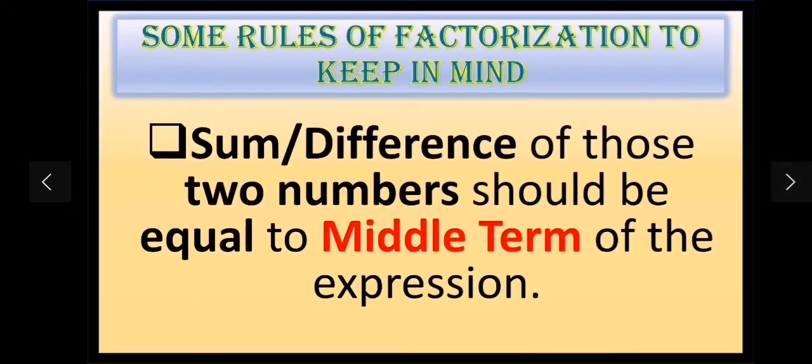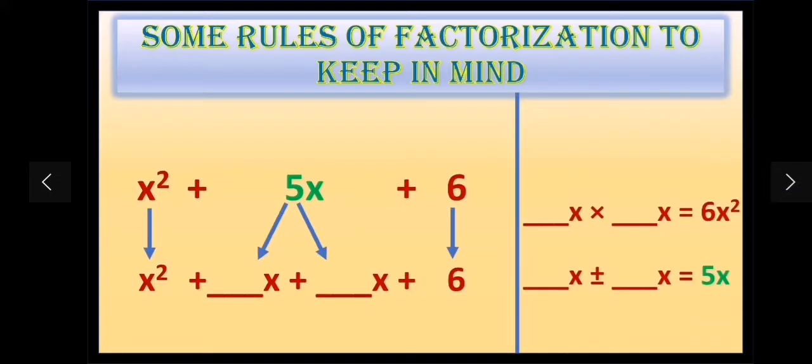Now comes the third rule, another condition: those two numbers whose product is equal to the product of the first and third term, their sum or difference, means whenever we are adding or subtracting those two numbers, it should be equal to the middle term of the expression. Okay, so you can see over here on the right hand side that the multiplication of two numbers should be equal to the first and third term, and then the addition and subtraction, which you can see in the second line, should be equal to the middle term, which is 5x over here.